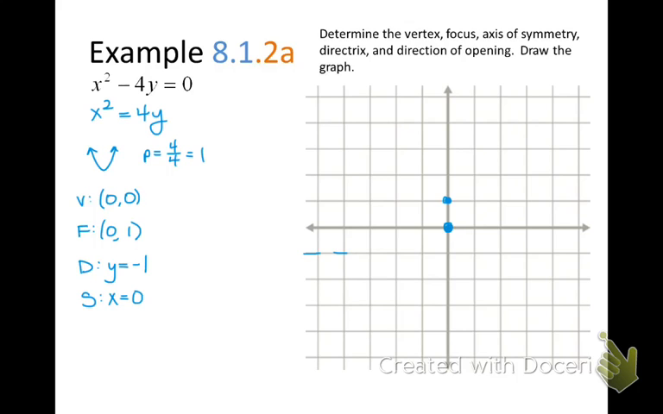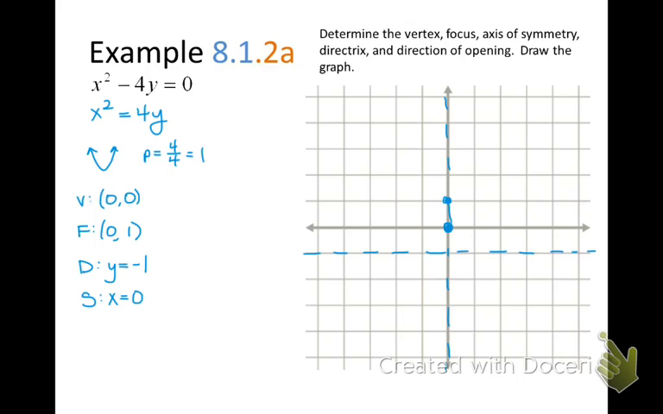And you guys, you don't have to label things on your graph as long as you've written them off to the side and labeled them for me over here. So as long as you've said V is 0, 0, F is 0, 1, and so on, then I'll just check to make sure your graph has the same points, right? But you don't have to label anything on the graph as long as you've written it off to the side. Okay? And then I also have my axis of symmetry, which is my vertical line.